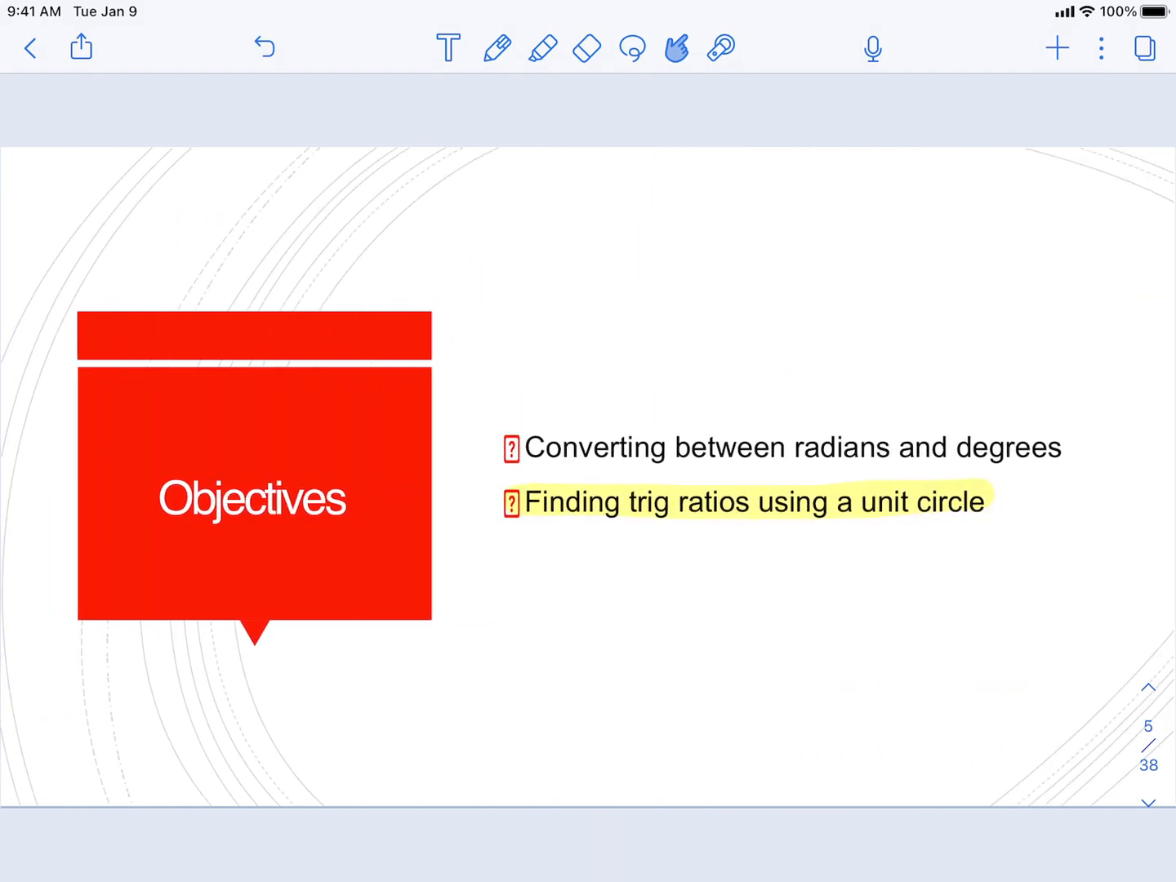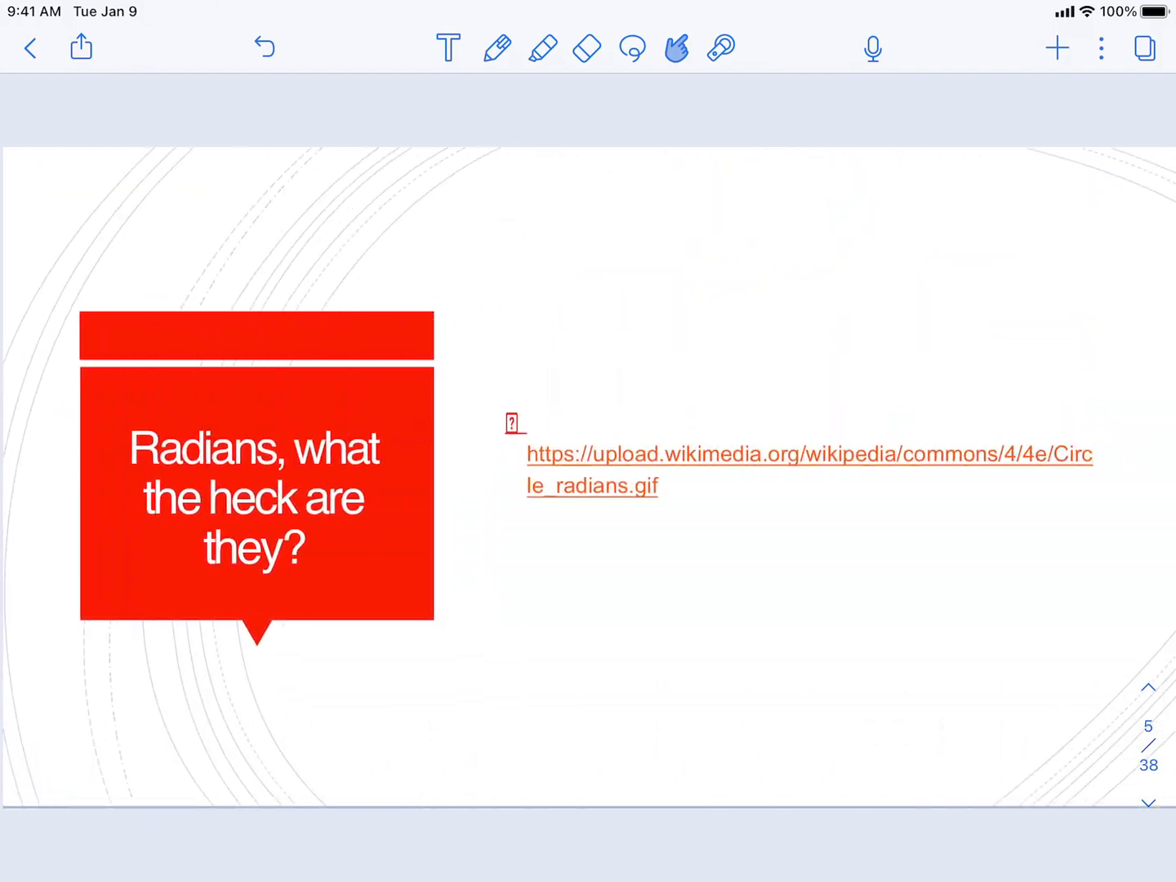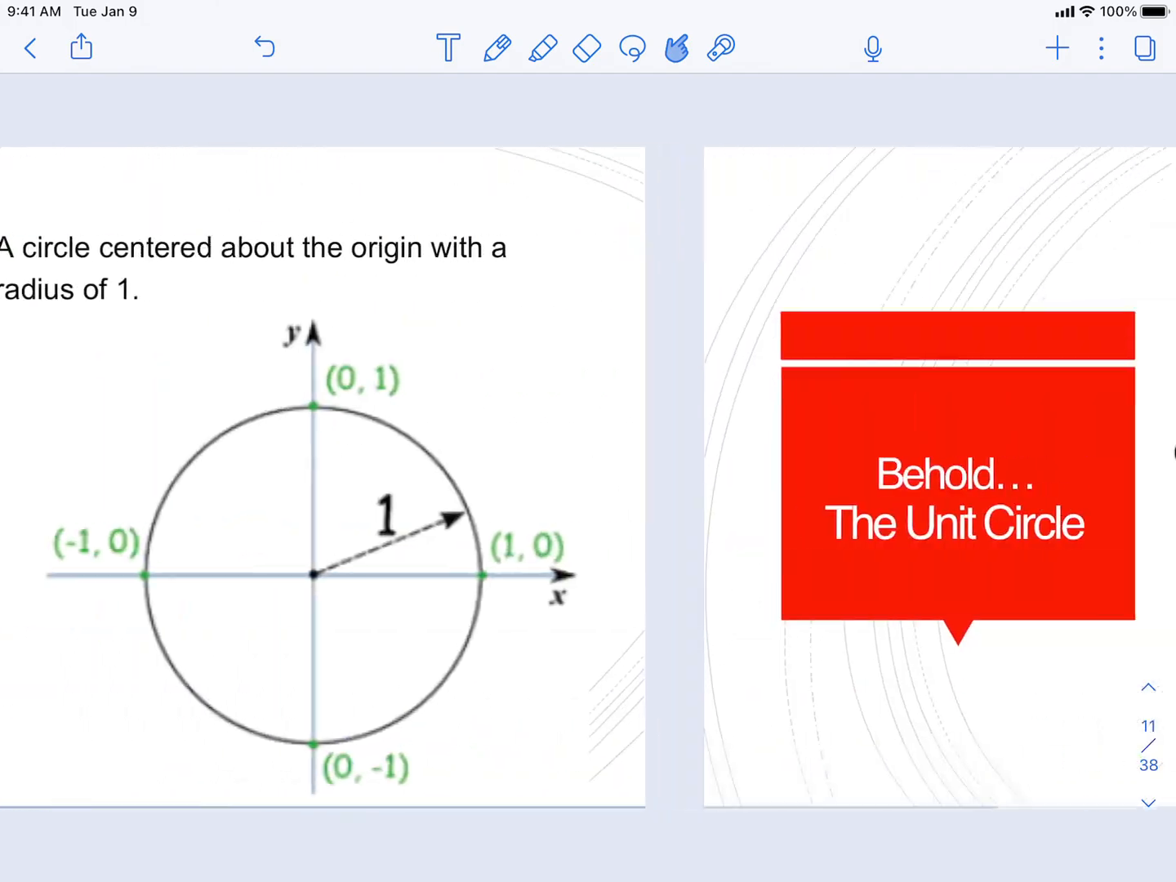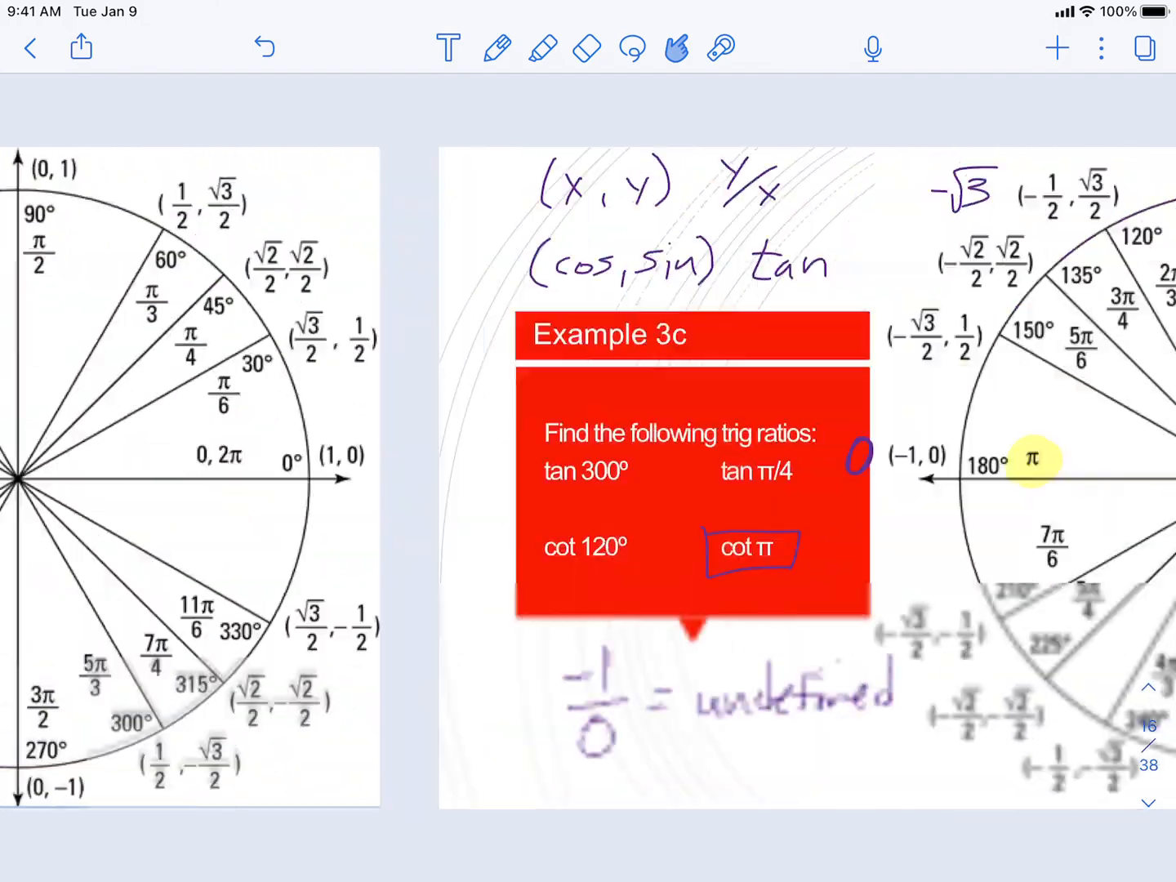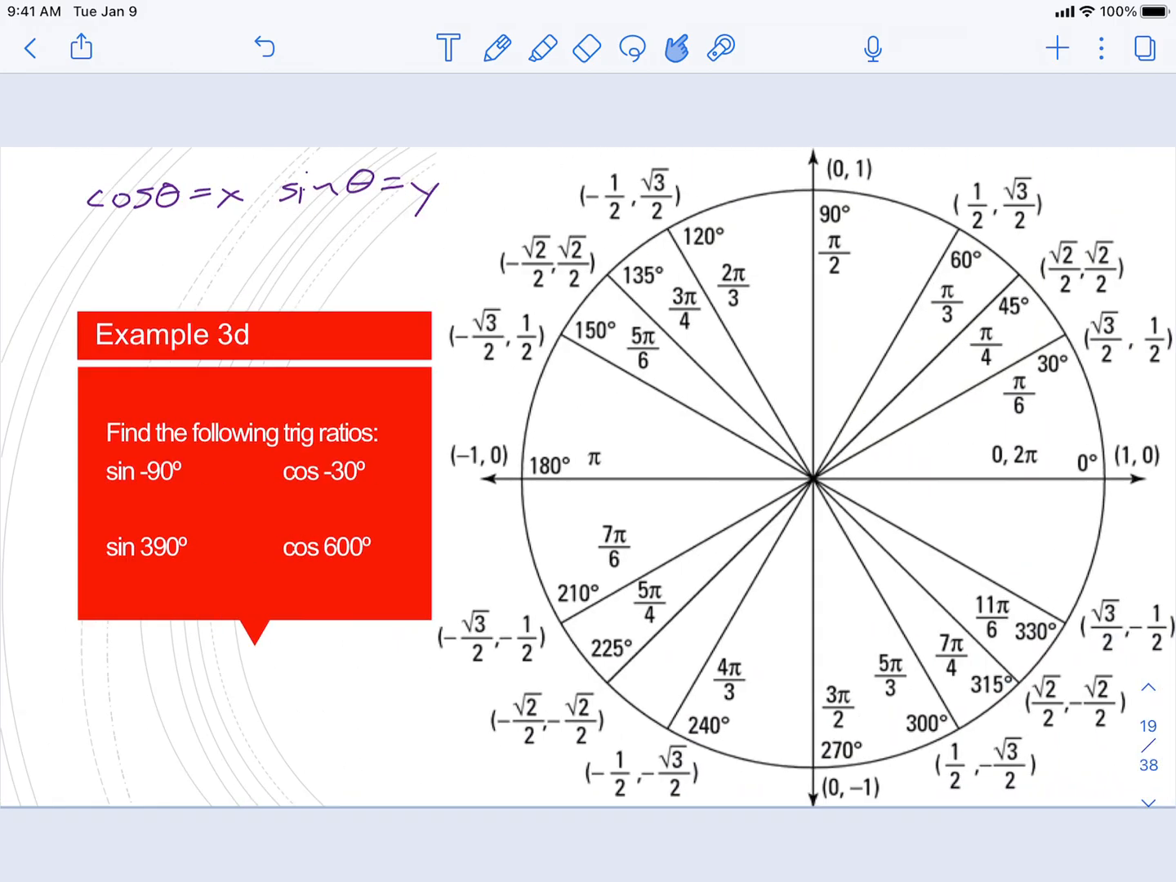In this video, we're finding trig ratios using the unit circle, specifically negative angles and angles that are greater than 360 degrees. So, let's take a look at this. We're going to do 4 angles here, a couple of negative angles, and 2 angles that are greater than 360 degrees. So we'll start out with sine of negative 90.